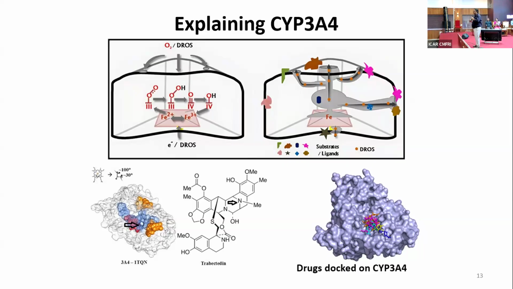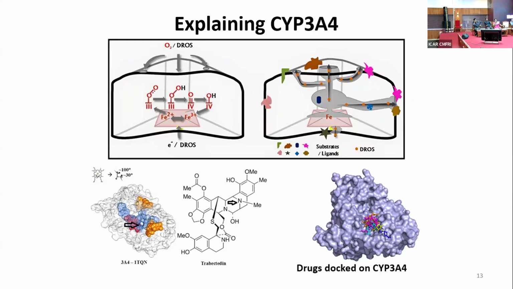That's what we have been talking about. The ROS that is generated, let's say it is generated here, at the heme center. This is a simplified version of the enzyme. This is the whole enzyme, and we are talking about P450. So we have a heme center, somewhere inside, just at the side here.